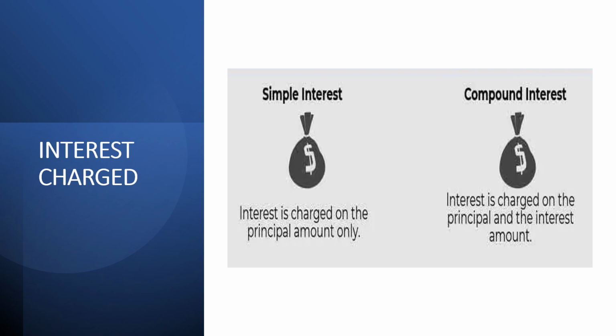So for the interest charge, simple interest is charged on the principal amount only. While compound interest is charged on the principal and the interest amount. That's why whatever your future value in your first year of payment will be your principal on the next term of your payment. So that will be your compound interest.